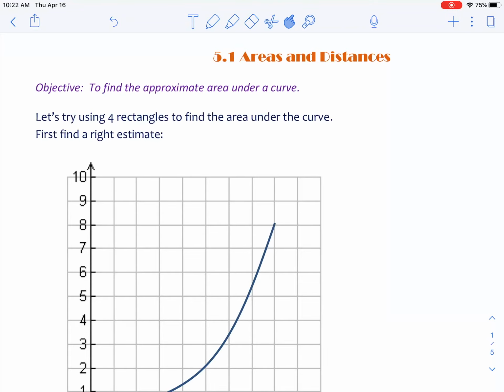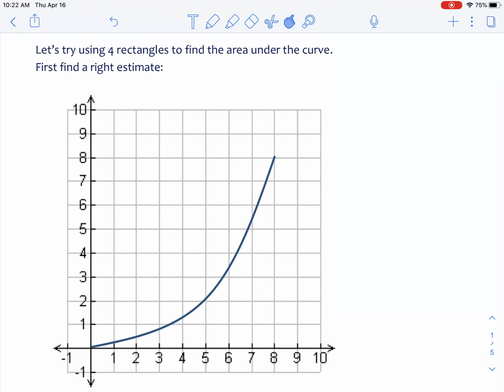So our objective in 5.1 is to find the approximate area under a curve. So let's first try and do this by using 4 rectangles to approximate the area. We have a few different ways to estimate. The first one that we're going to look at is to find what's called a right estimate. So notice we have this area under this curve right here, and the curve goes from 0 to 8 as our interval. If we want to do 4 rectangles and we're going from 0 to 8, well, 0 to 8 is 8 units, and to divide it evenly, 8 divided by 4 is 2 units. So each of our rectangles is going to have a width of 2.